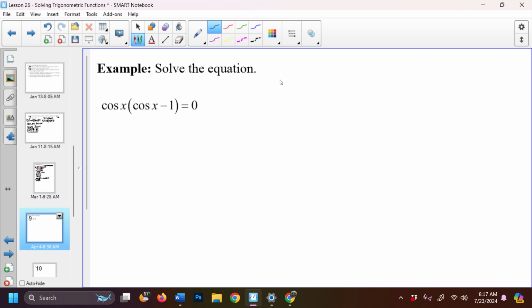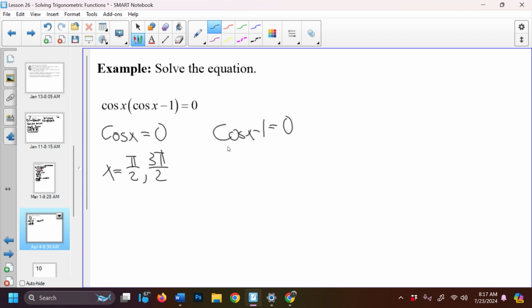Now, let's start by just finding those solutions on the unit circle. So I need to know where cosine of x is equal to 0, and I need to know where cosine of x minus 1 is equal to 0. Now, cosine is equal to 0, that's pretty easy. Cosine is equal to 0 at pi over 2 and at 3 pi over 2. And if you need to check your unit circle, do that. But hopefully by now you've got that unit circle memorized and these are easy solutions.